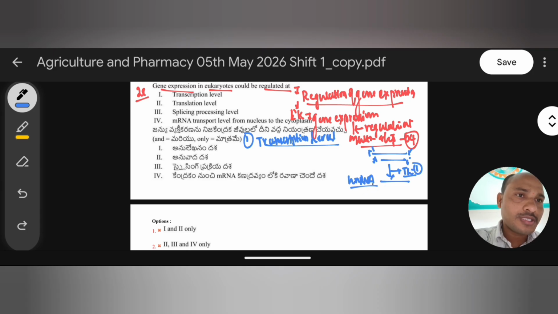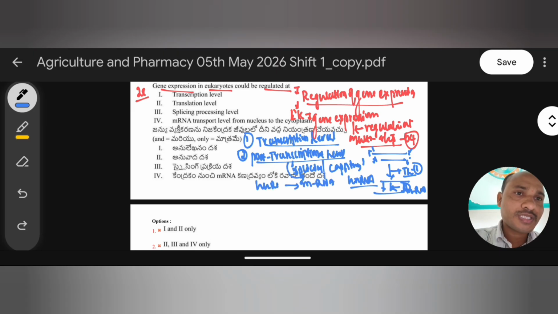After that, the formed hnRNA undergoes the second step, the post transcriptional level. In post transcription, processes like splicing and capping occur in the hnRNA, and it is converted into complete mature RNA. That mature RNA is nothing but mRNA. So the result of the post transcriptional level is that mRNA forms from hnRNA by undergoing splicing and capping. This whole process occurs at the post transcriptional level.